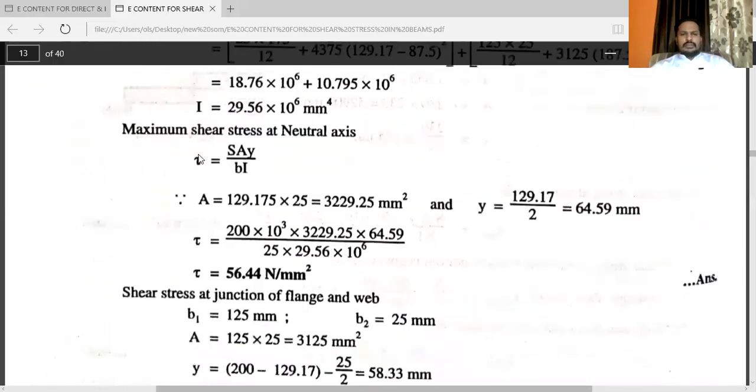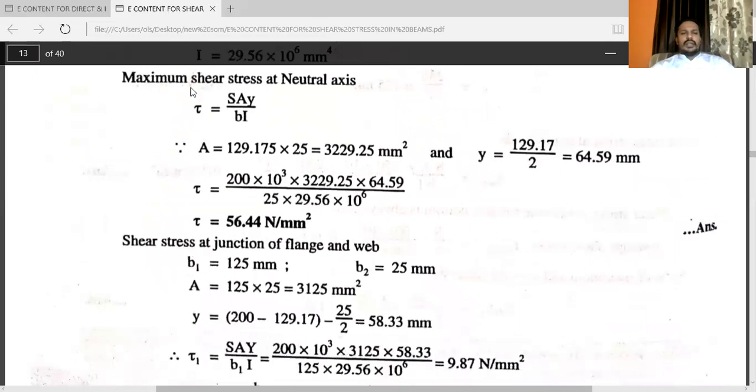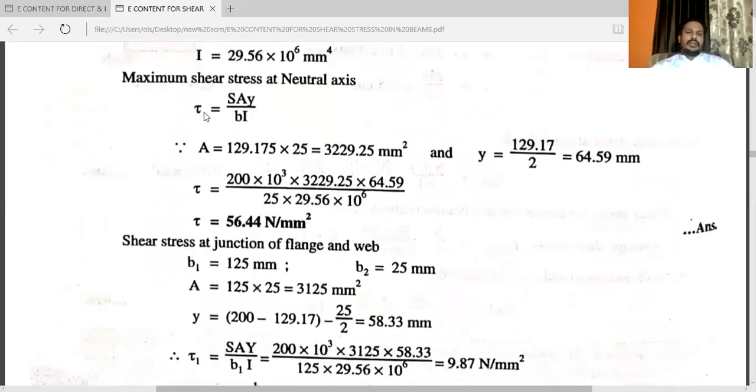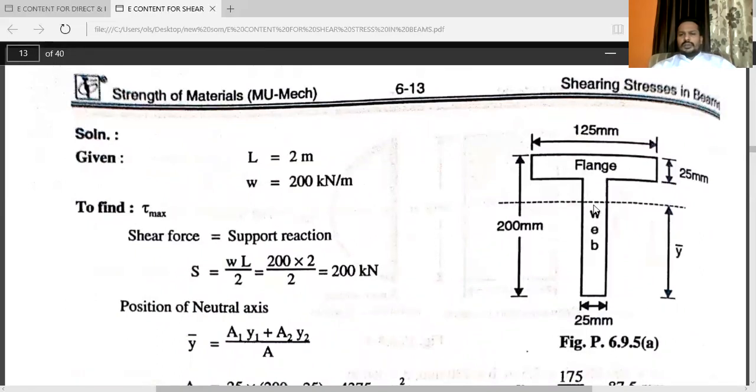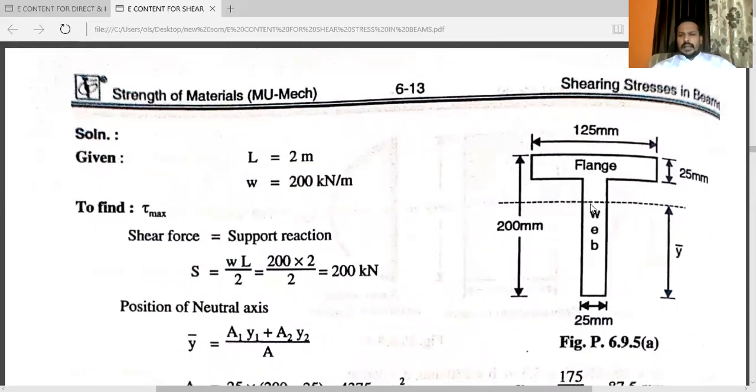And after that, the main and important step is to calculate maximum shear stress at neutral axis. We know that tau is equal to S into A into y bar, y upon B I. So here, the important topic is how to calculate maximum shear stress. Here you can see the area is equal to 129.175 into 25. While calculating maximum shear stress, you can take the area below the neutral axis. You can consider this area. So y bar into 25. Otherwise, you can take this area.